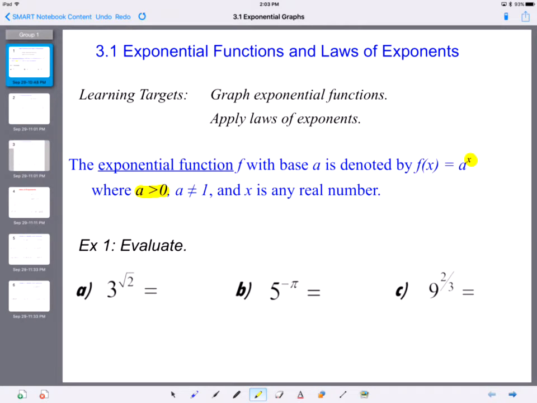And if you think about why a can't equal 1, well, 1 raised to a power over and over is just 1, so it's not exponential. And x can be any real number. Alright? And also this other one, a is greater than 0.